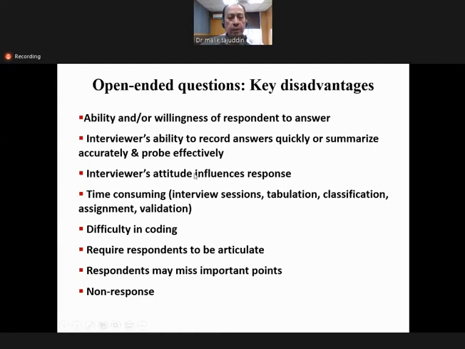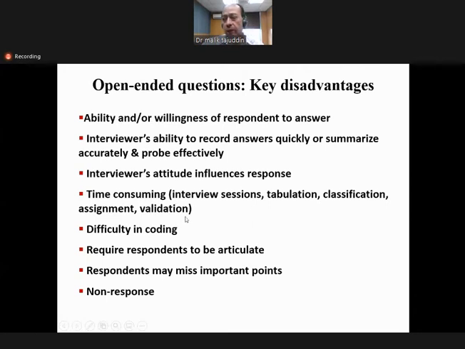Then the interviewer's attitude influences the response. If he is too harsh, putting the questions like a teacher, like a commander, then it will have ill effects on the collection of information. So the interviewer's attitude is very important in these open-ended questions. Then it is time consuming. Mostly the open-ended questions are done through interview sessions, then tabulating them, summarizing them, classifying them, making a sequence, and then validating them according to the coding sequence.